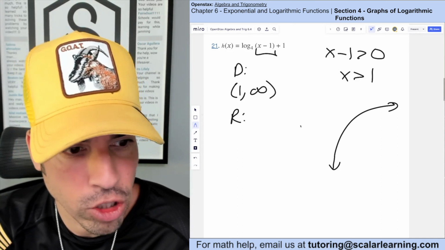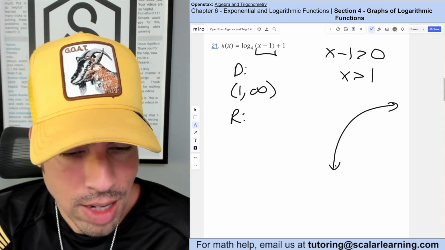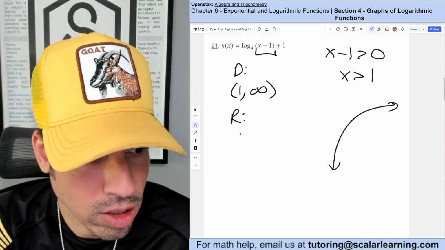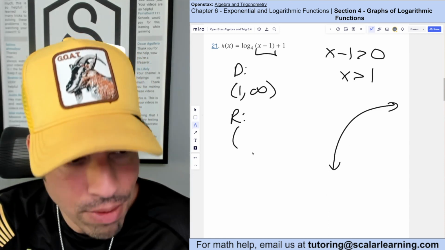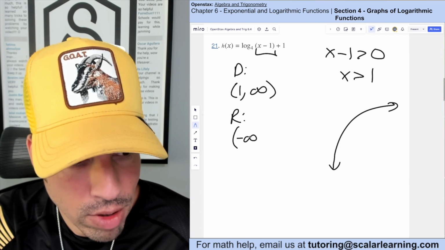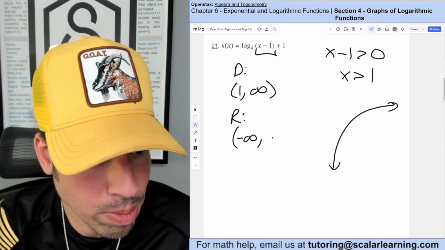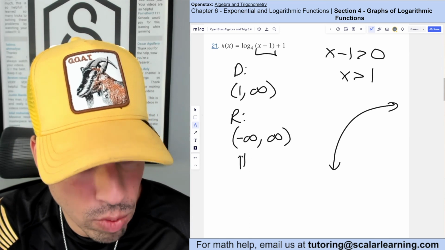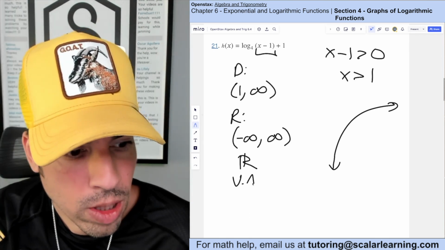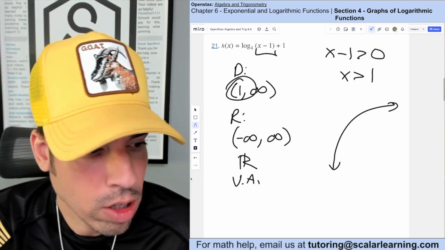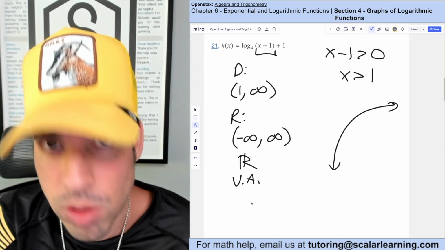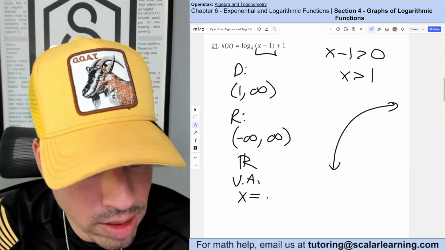It's your typical logarithmic function like this, down to the left, up to the right, and so that is going to go off indefinitely. Hence it's everything from negative infinity for the function value up to positive infinity. That's going to go up and up and up. So there's the range. You could also write all real numbers. Now, when we talk about the vertical asymptote, we go back to the start of the domain, which is at 1, and that also defines the vertical asymptote at x equals 1.